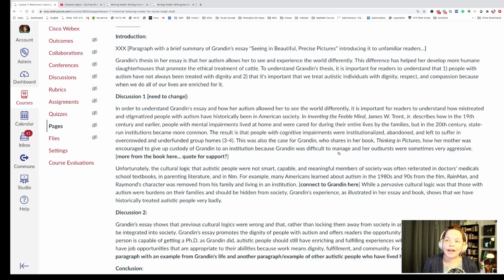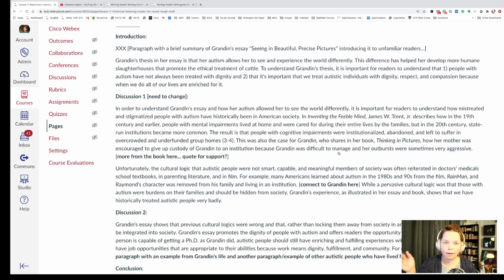So Grandin's thesis in her essay is that her autism allows her to see and experience the world differently. This difference has helped her develop more humane slaughterhouses that promote the ethical treatment of cattle. To understand Grandin's thesis, it is important for readers to understand that 1, people with autism have not always been treated with dignity, and 2, that it's important that we treat autistic individuals with dignity, respect, and compassion, because when we do, all of our lives are enriched for it. So that's my thesis statement, right?